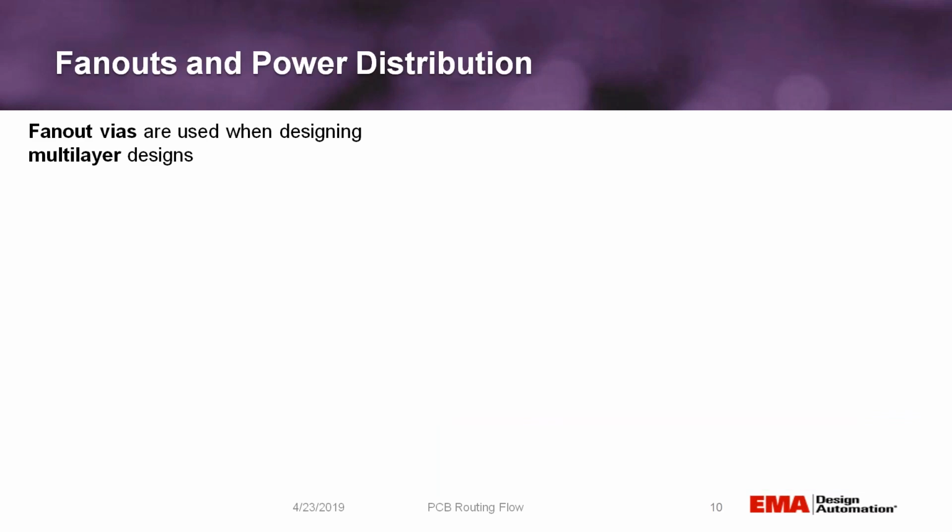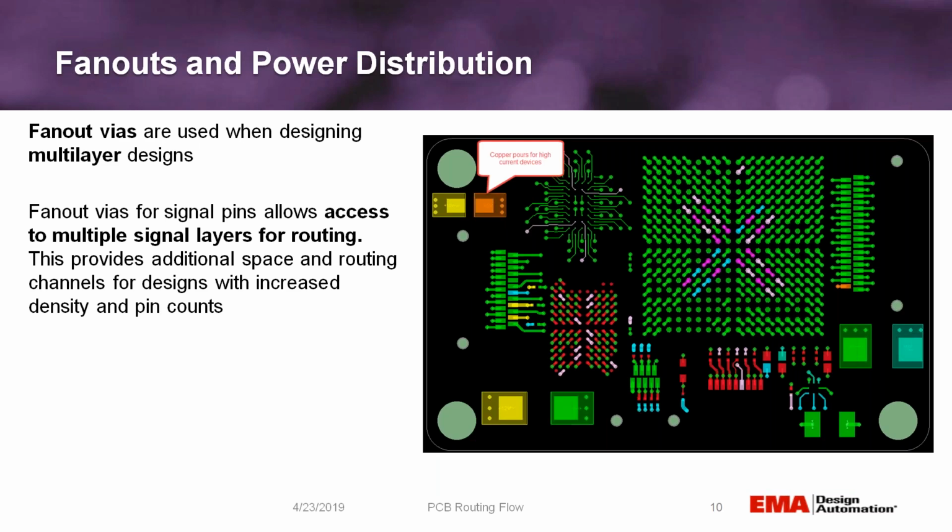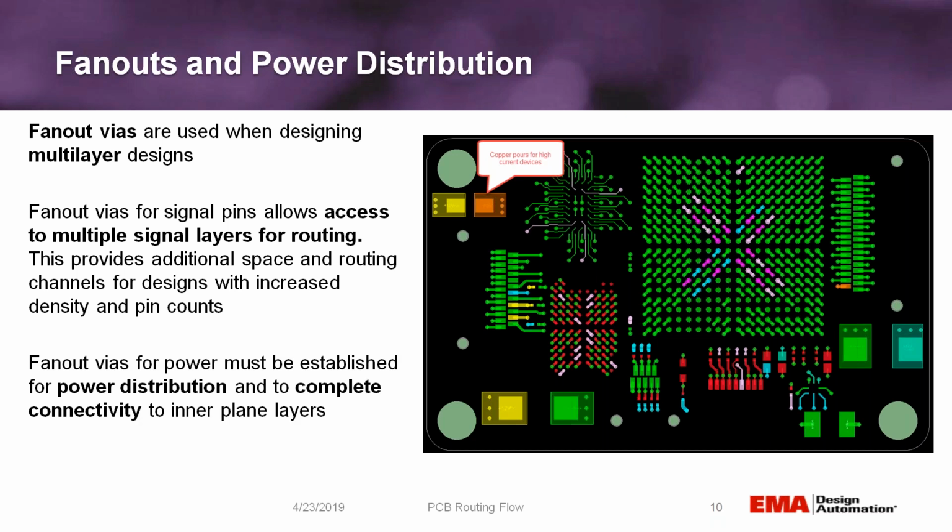So fan-out vias are used when designing multi-layer boards, and fan-out vias for single pins allow access to multiple signal layers for routing. This also provides additional space and routing channels for designs with increased density and pin counts. The fan-out vias for power must be established for power distribution and to ensure that they complete connectivity to their inner plane layers.